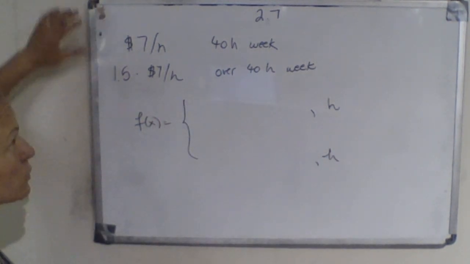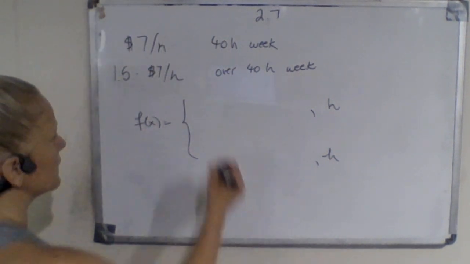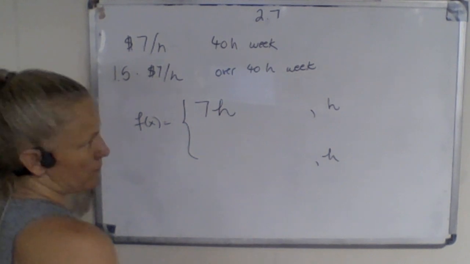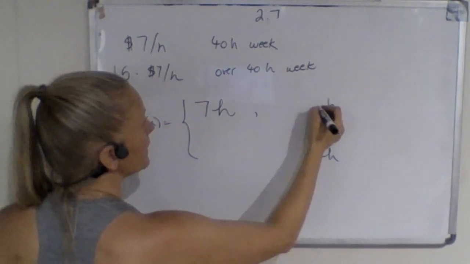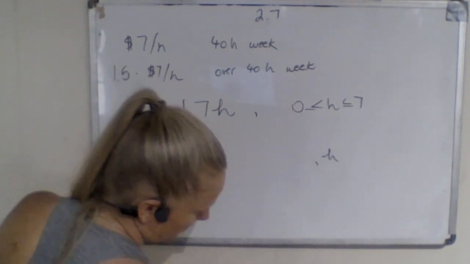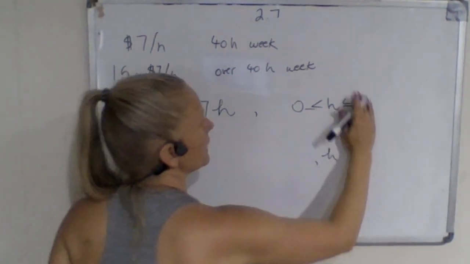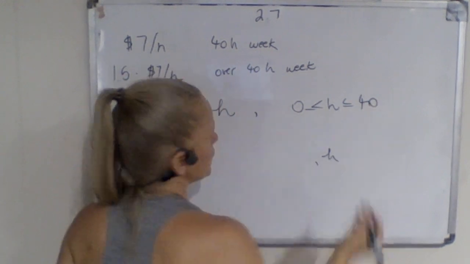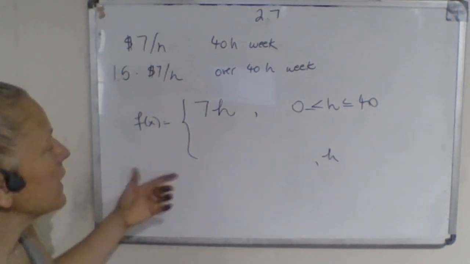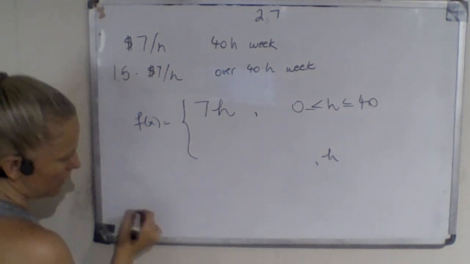So if you just work a 40-hour week, you get $7 an hour. So this is just 7 times how many hours you work, and that would be if you work between 0 and 40 hours a week, right? That's what you get. You get $7 an hour. But if you work overtime, you get paid overtime. Let's figure out how that looks.